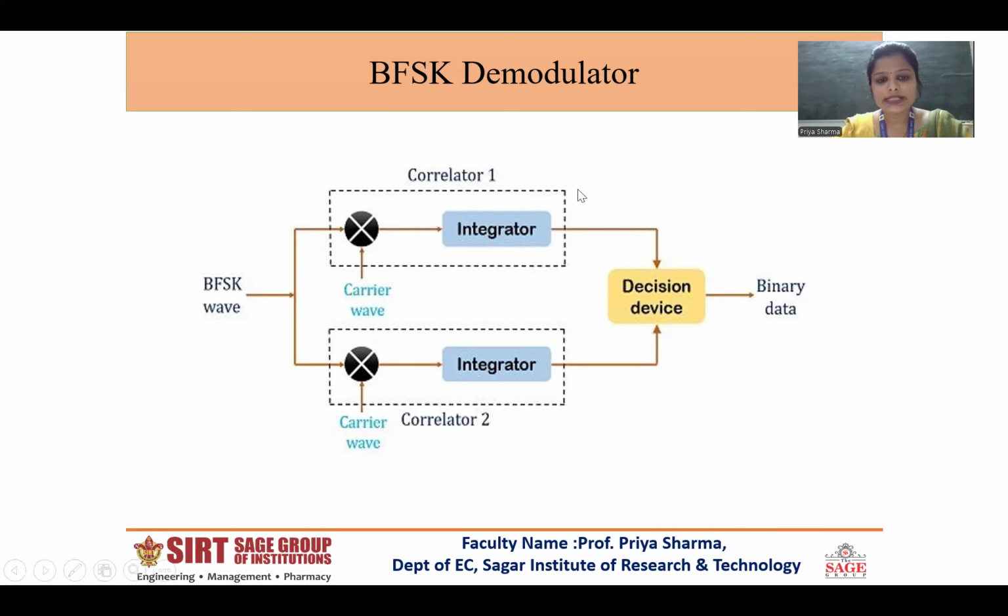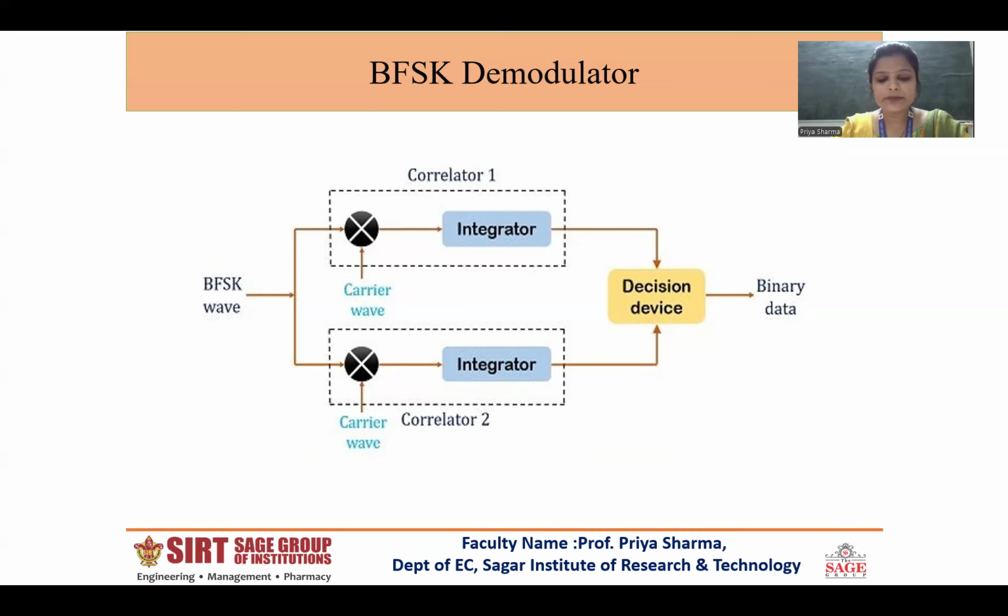Again, it consists of two balanced modulators followed by an integrator, or a combination of two correlators and a decision device. The received BFSK signal is applied to the two correlators, 1 and 2. The correlator circuit basically comprises a balanced modulator followed by an integrator. The other inputs to the balanced modulators are the carrier oscillator signals at F1 and F2 frequencies respectively. The outputs of the two correlators are then subtracted and applied to a decision device.